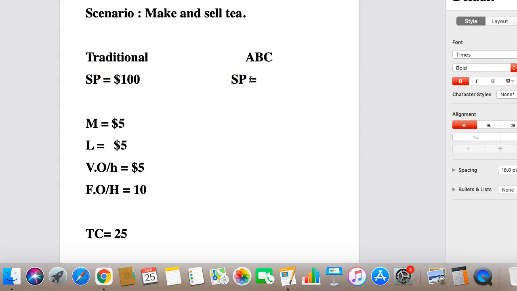We make and sell tea, and the selling price is $100. Okay, the material cost is 5. It's the same thing. We're just copy-pasting. The labor cost is 5. The variable overheads, 5, copy paste.